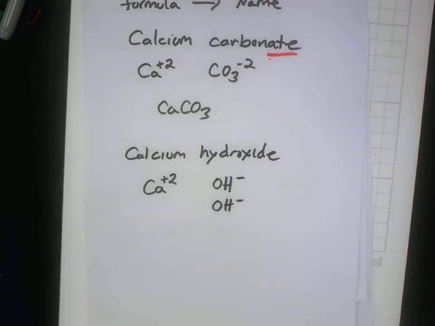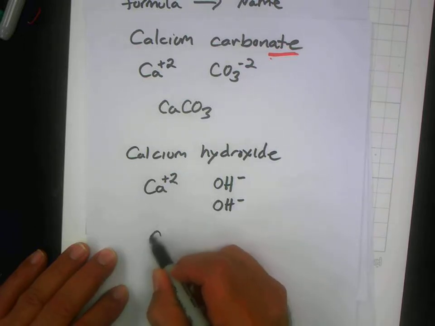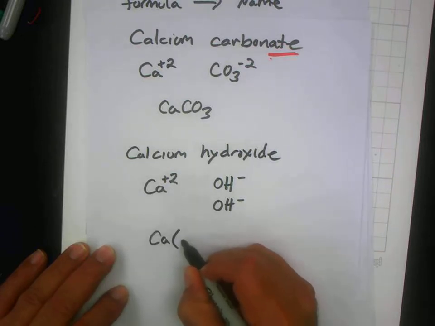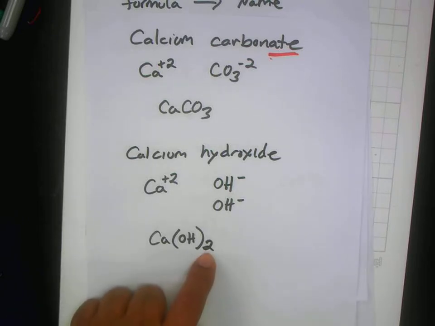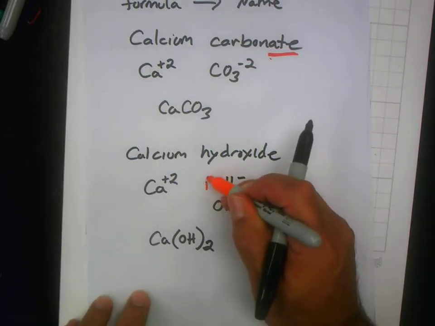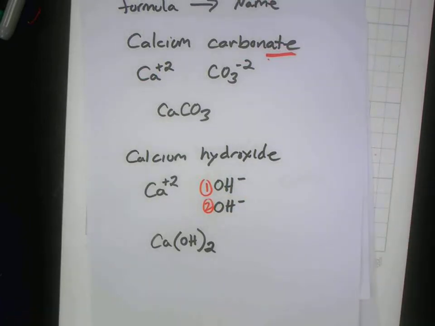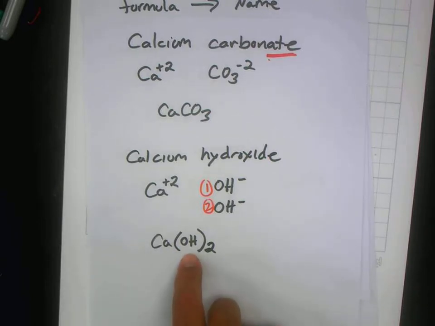Now it's balanced. Now we want to write the formula that shows that we needed 1 calcium ion and 2 hydroxide ions to balance the charges. So you're going to write Ca, and then put parentheses around OH, close the parentheses, and outside the parentheses put a 2. That 2 represents the fact that we needed 2 hydroxides in order to accomplish the neutral formula. When you have a polyatomic ion and you need more than one of those polyatomic ions, you put parentheses around it to show that you need more than one.